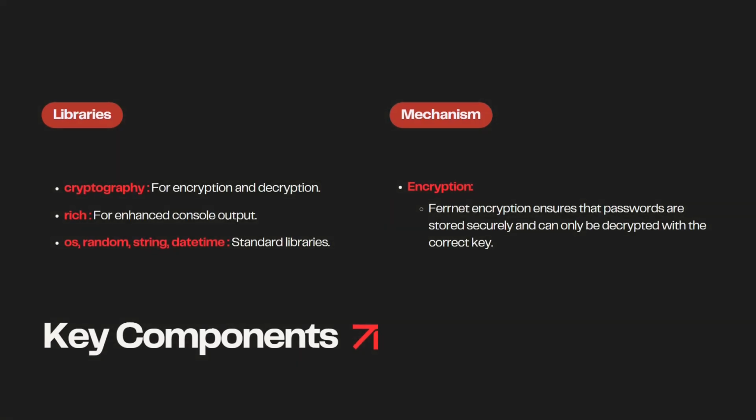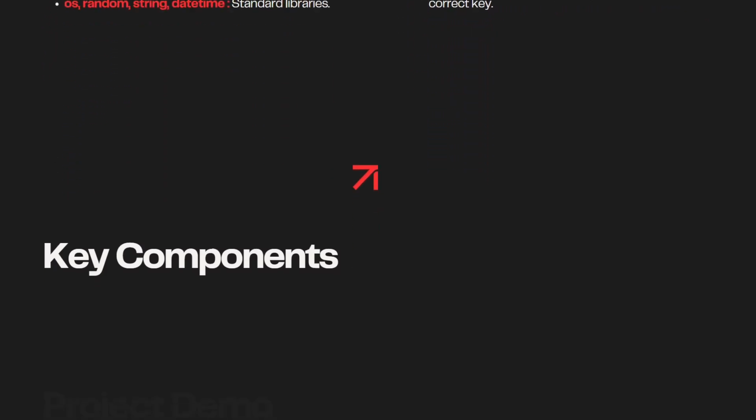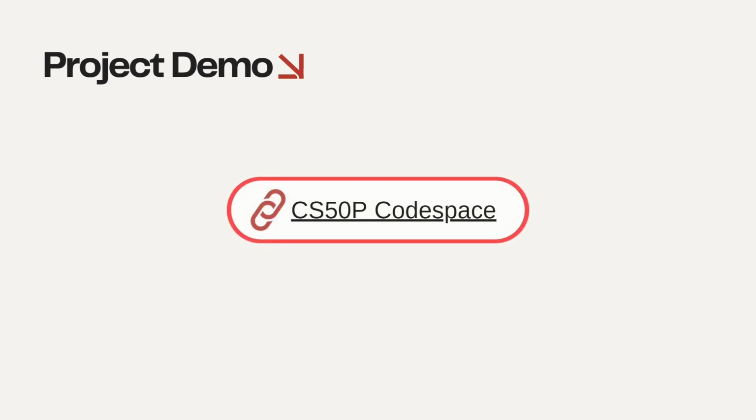Now, let's discuss the key components of the project. We use several libraries such as Cryptography for encryption and decryption, the rich library for enhanced console outputs, and standard libraries such as OS, random, string, and datetime. The encryption mechanism is based on Fernet encryption, as I said before. So let's now move on to the project demonstration. I'll show you how the tool works in action: setting up a master password, adding new passwords, and viewing stored passwords. So let's move on to the code space now.